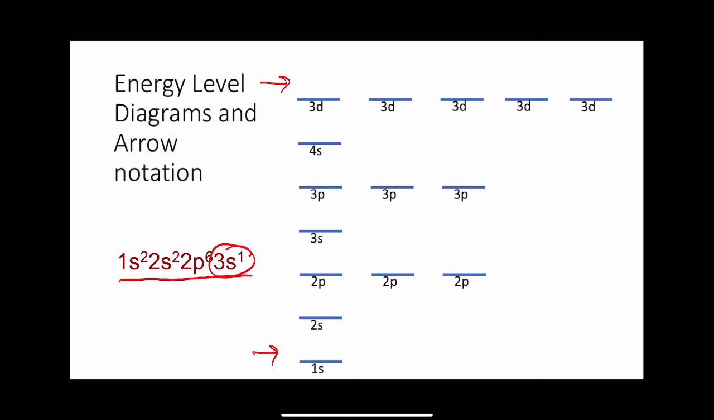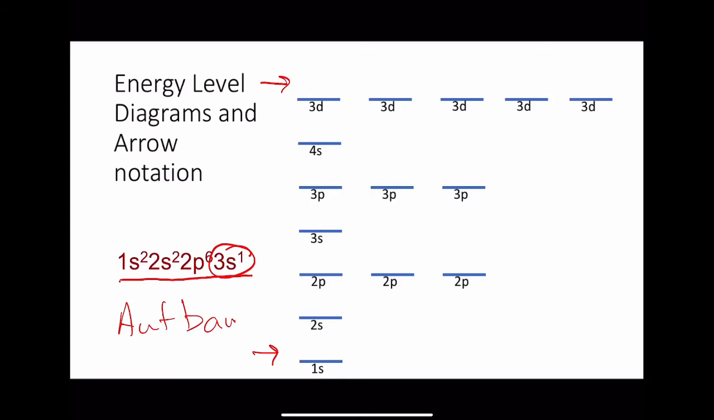So we want to show how electrons are added to an orbital diagram like this, starting from the bottom up. So that's what's known as Aufbau. Aufbau is the German word for build up.